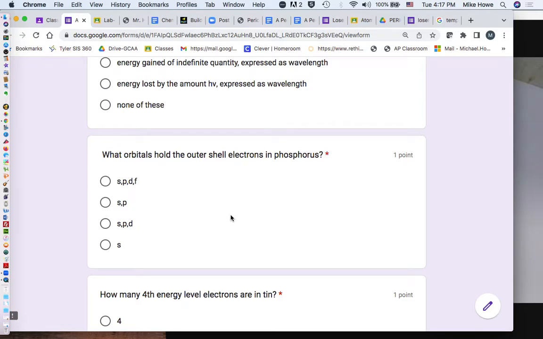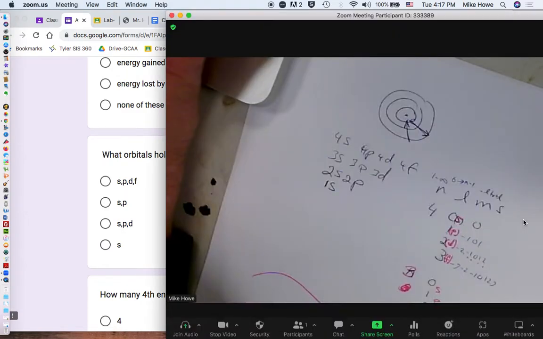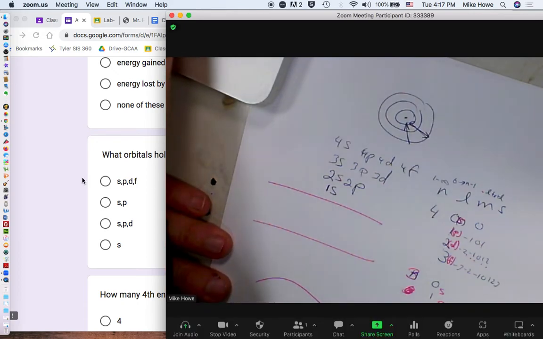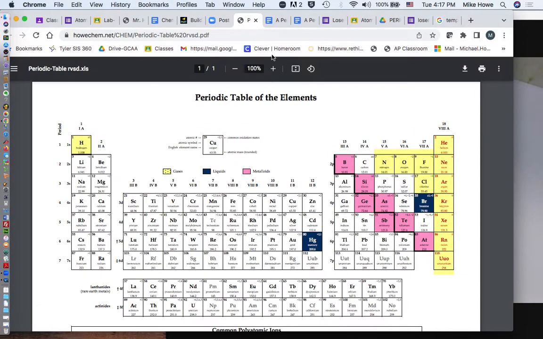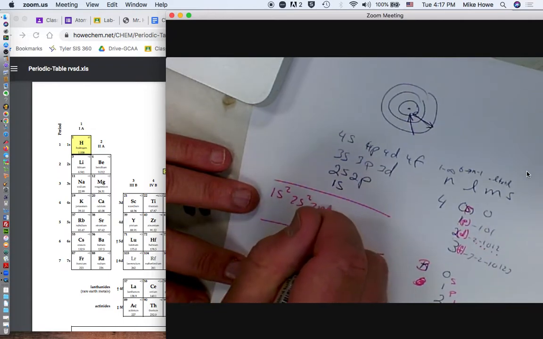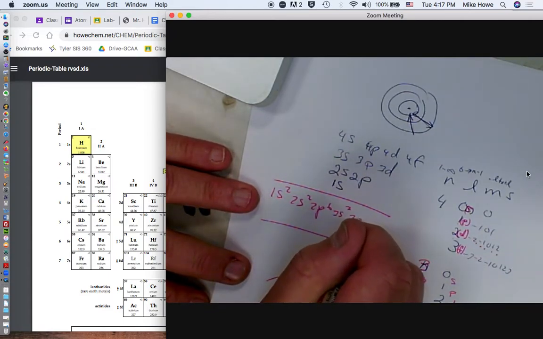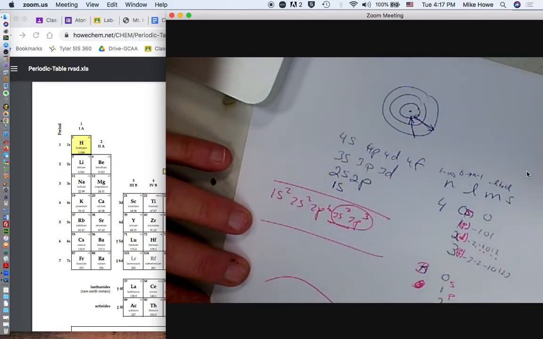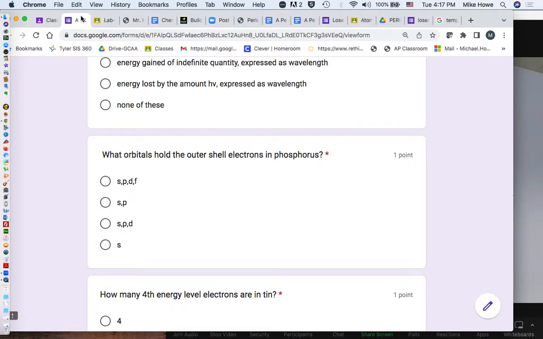What orbitals hold the outer shell electrons in phosphorus? So if we look at the electron configuration for phosphorus, phosphorus has 15 electrons. We know that by looking at the periodic table right here. Phosphorus, 15 electrons. So we'd have 1s2, 2s2, 2p6, 3s2, 3p3. So that's 15 electrons. The orbitals that hold the outer shell are the 3s and the 3p. So 3s and 3p.